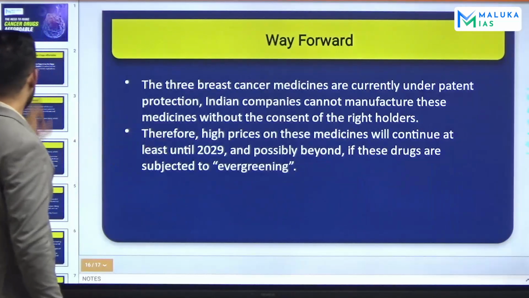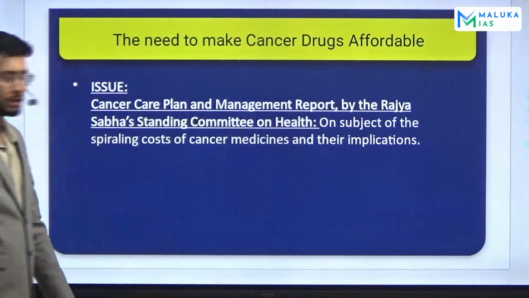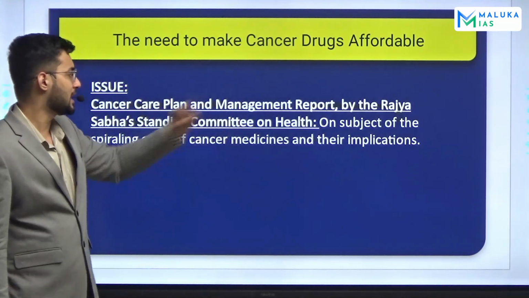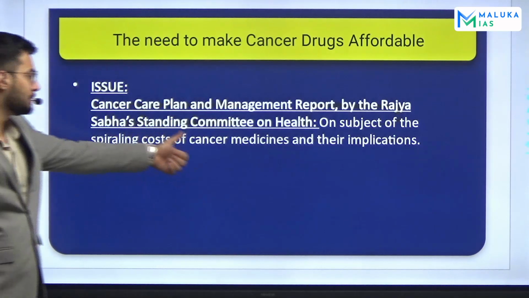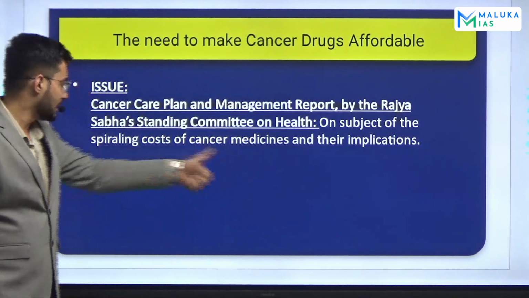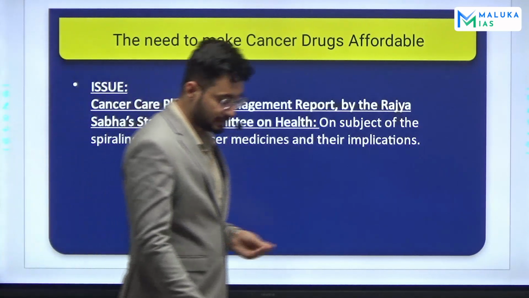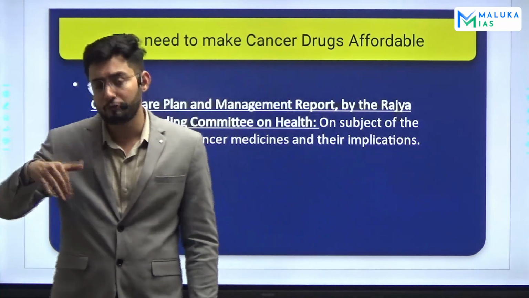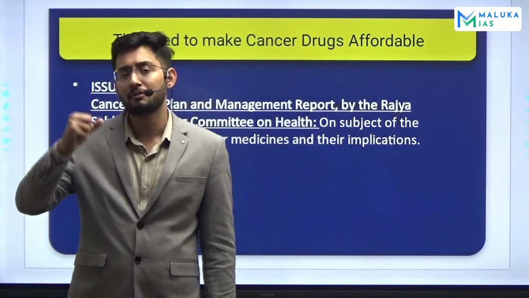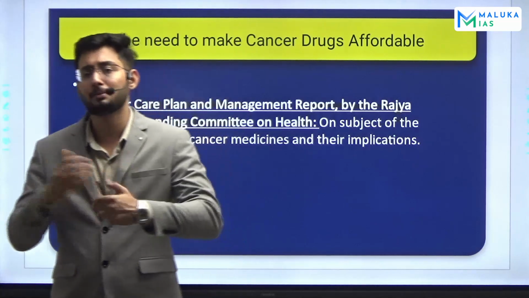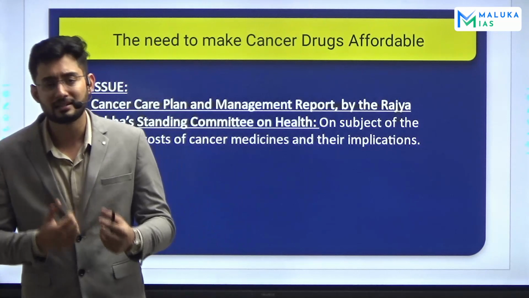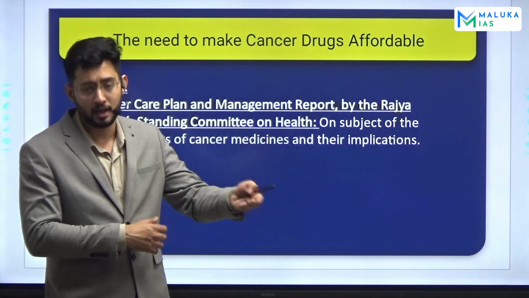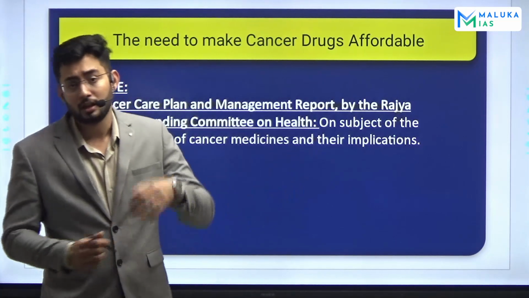As I did tell you, there is this slide which I did not mention. The issue is the Cancer Care Plan and Management Report by the Rajya Sabha's Standing Committee on Health, made on the subject of the spiraling cost of cancer medicines and their implication. This will have a very big implication on society. People, who have fear about cancer right now, will have trust in the government that it can come up with these new provisions so that such medicines can be made, and some alternative can be found to the patent rights which have become the sole right of the Western countries.